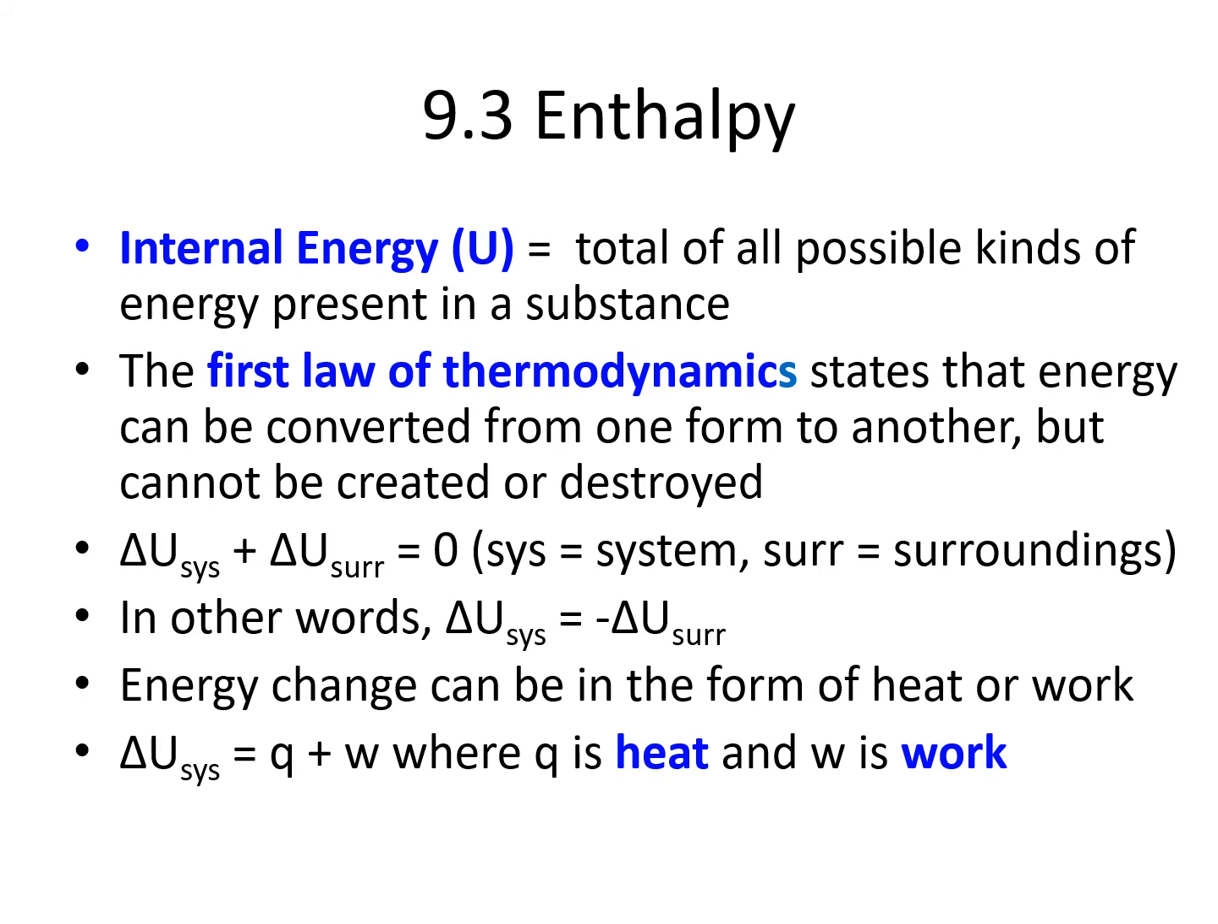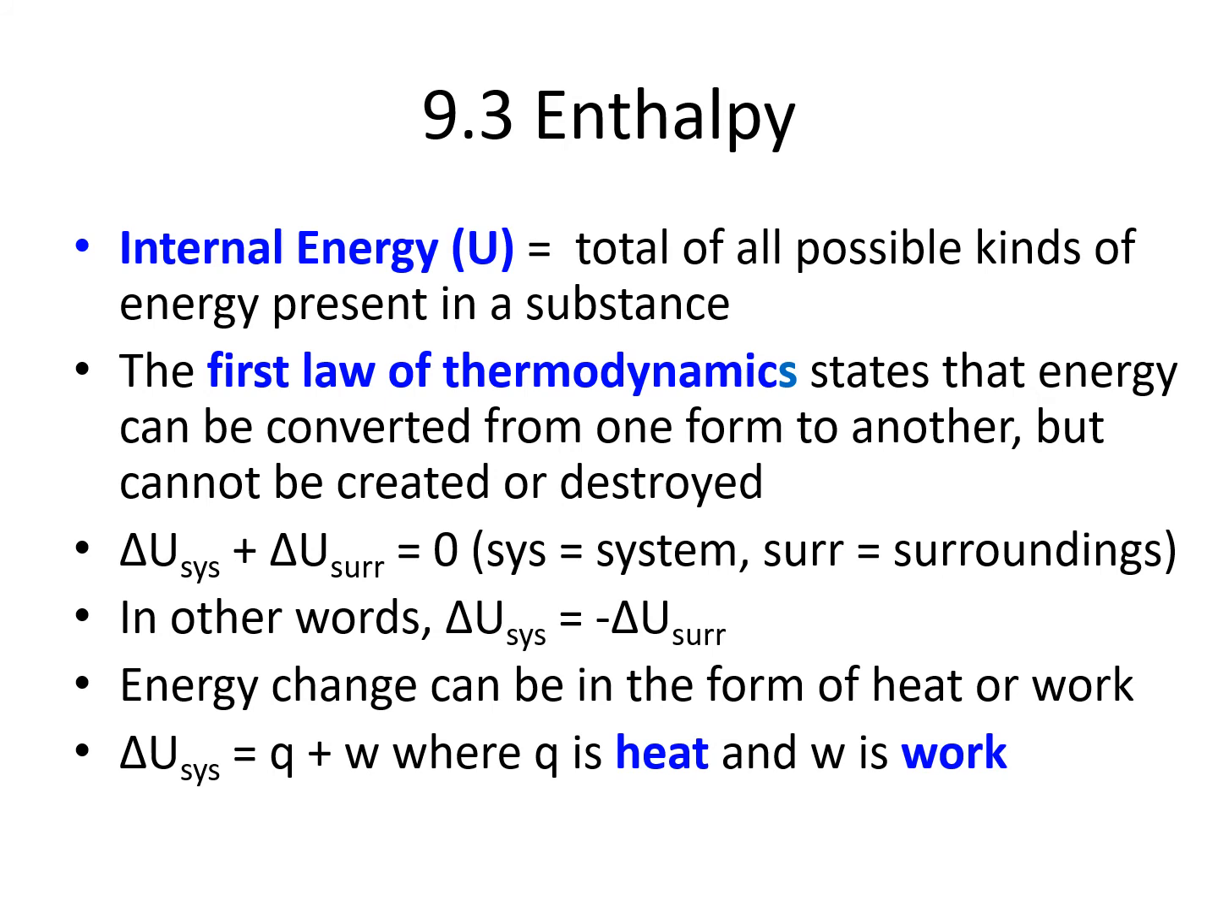In this next section, we're talking about a concept called enthalpy. Before we can get to enthalpy, we're going to talk about a few other definitions. So internal energy, we're going to abbreviate with a capital U. And it's going to be the total of all of the possible kinds of energy present in a substance. So it might have some thermal energy based on the motions of the molecules. There's a variety of other types of energy present as well. So the first law of thermodynamics tells us that energy can't be created or destroyed. It's only converted from one form to another.